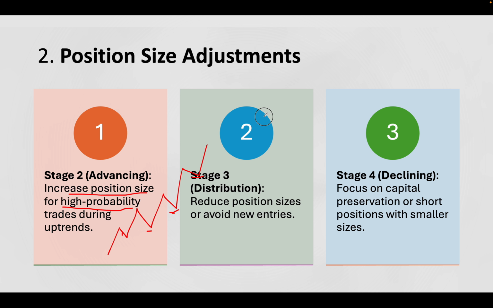What if we are in a stage 3, where there is a well-defined resistance and well-defined support? In this phase we try to reduce. Let's say you have 1,000 quantity of a particular stock, so you sell, let's say, 500 stocks. Next time when the same level comes, you reduce again. As soon as it breaks down, you exit the stock. You should not be in the position when it is in the declining stage.